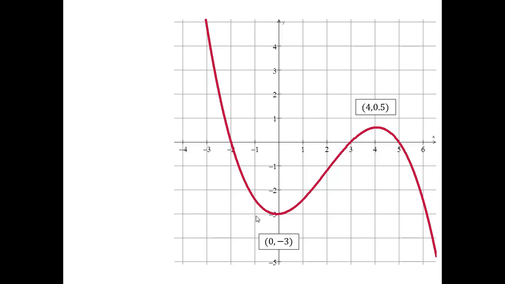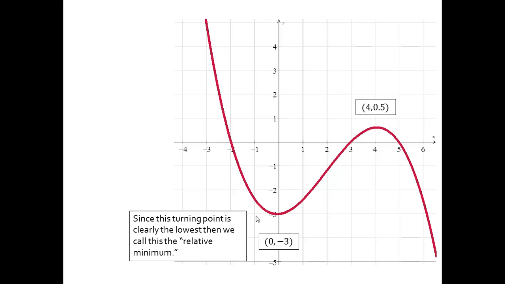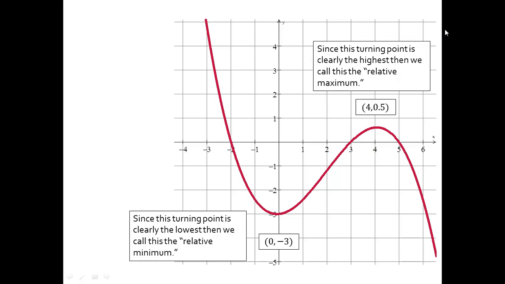Alright, so since the turning point is clearly the lowest, this one here, we would call this the relative minimum. Meaning that of all the turning points, this one is the lowest on the y-axis, right? So this one's way up here at 0.5. This one's down here at negative 3 on the y-axis. So we would say this is the relative minimum. And this one here is the highest. We would call this the relative maximum. If there's ever a tie, like there's two turning points and they're both at negative 3 on the y-axis, I personally say that you would not call that a relative minimum at that point.